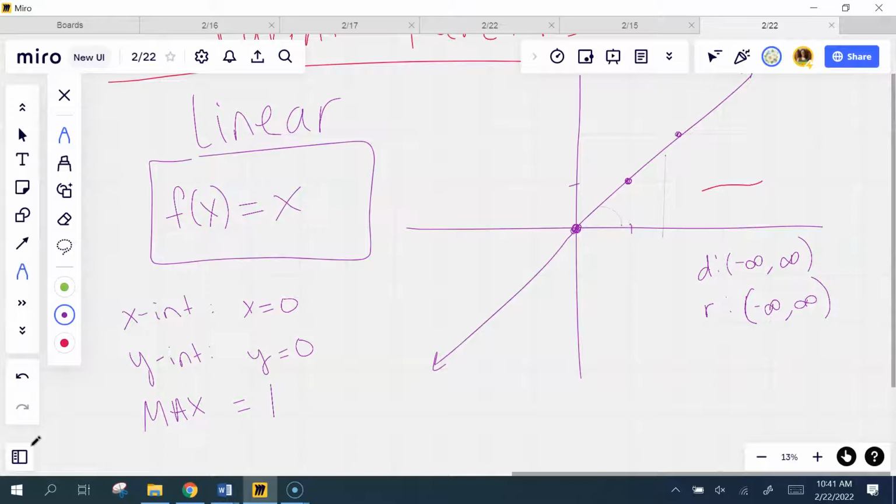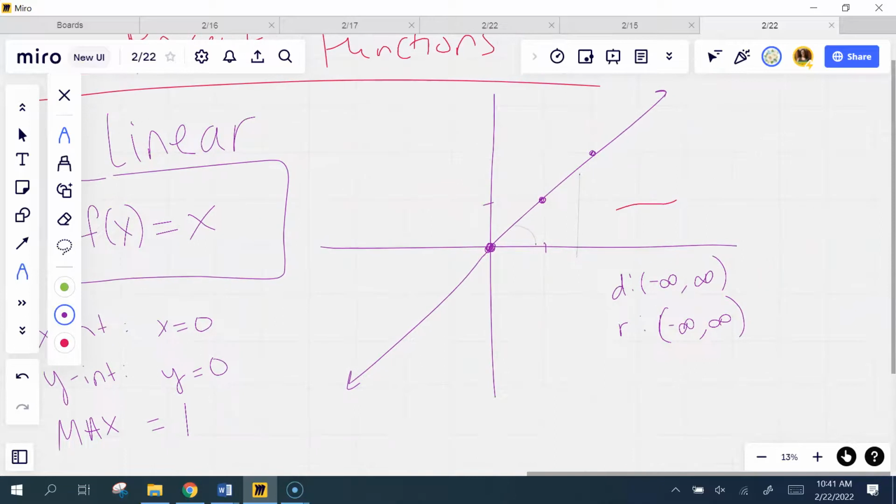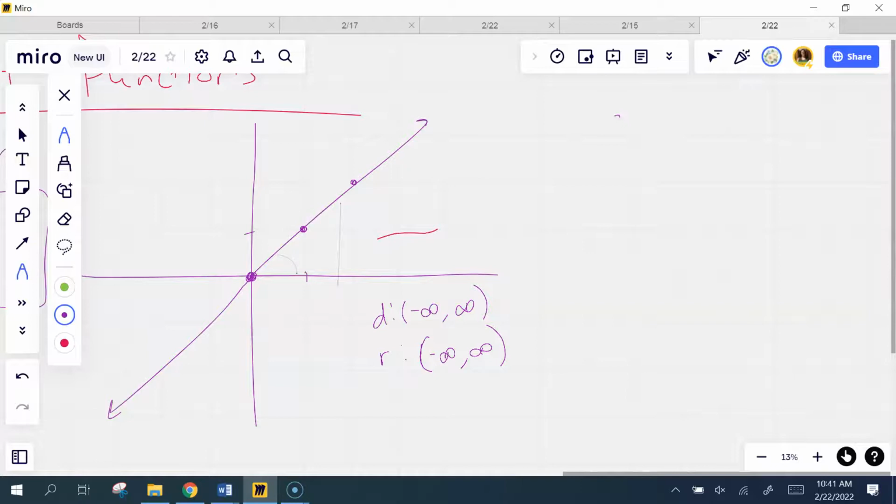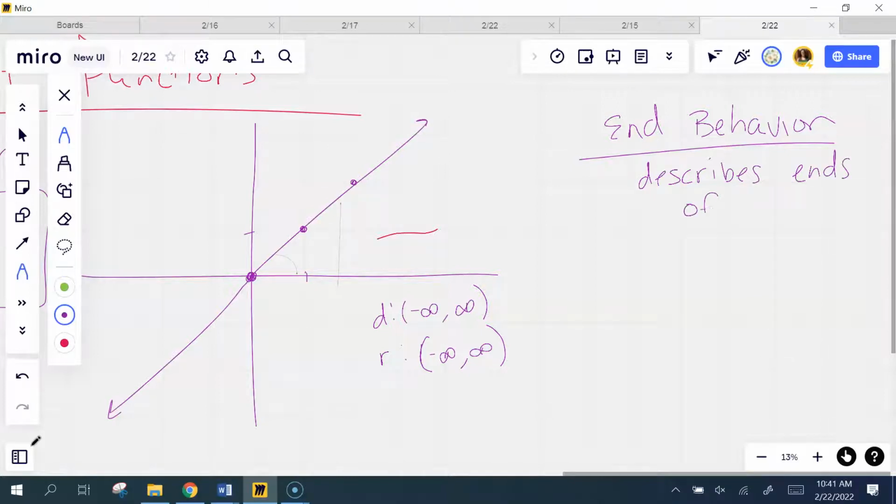Now here's where I need to stop just a second and explain to you what end behavior is. So I'm going to come off to the side here. You need to write this somewhere on your paper or in your notes, wherever you want to. End behavior describes the ends of the graph. How many ends does my graph have? 2. Does everybody agree? Here's one, and here's one.